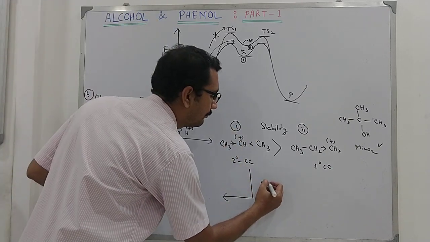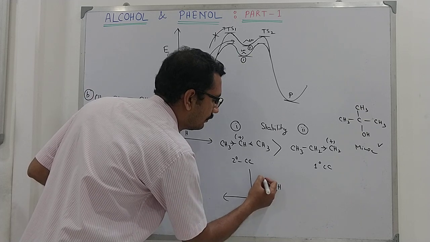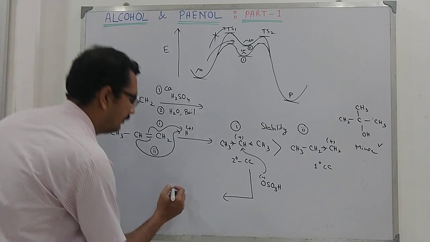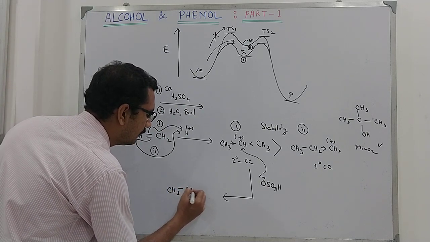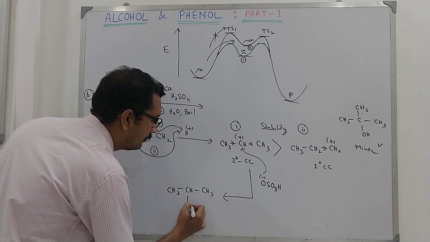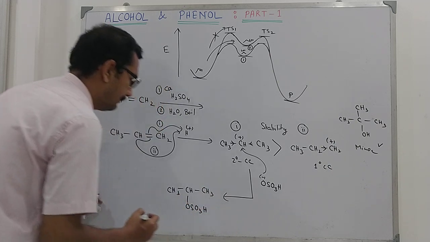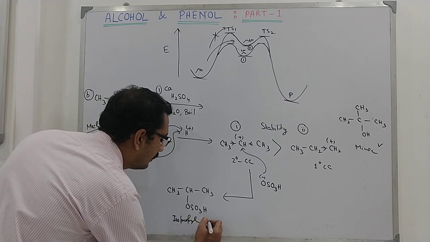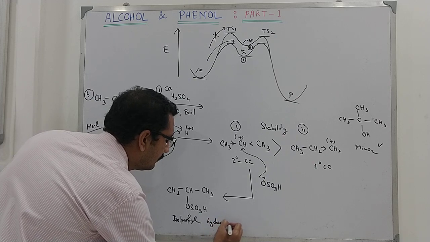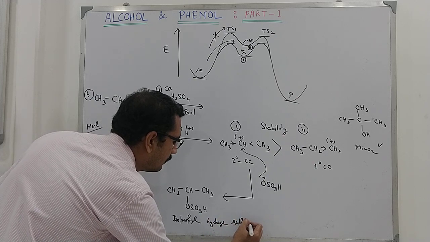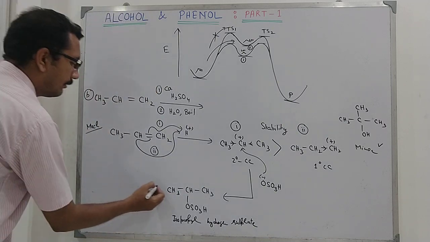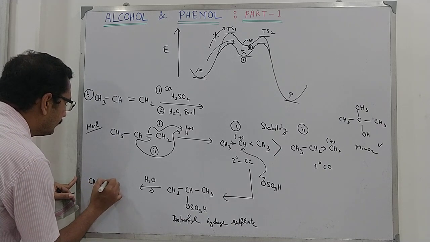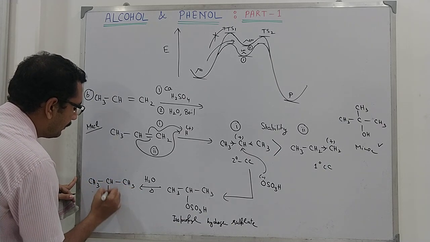Now from H2SO4, OSO3H minus will attack at this site. So we will have this, isopropyl hydrogen sulfate. Now when we boil it with water, we will get propan-2-ol.